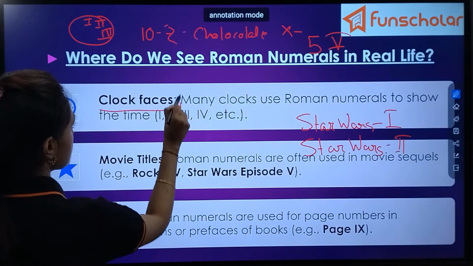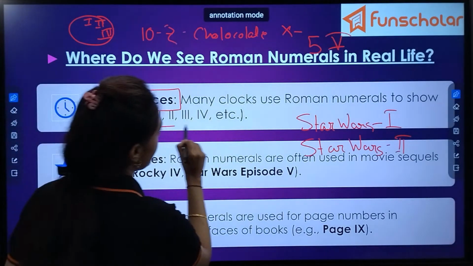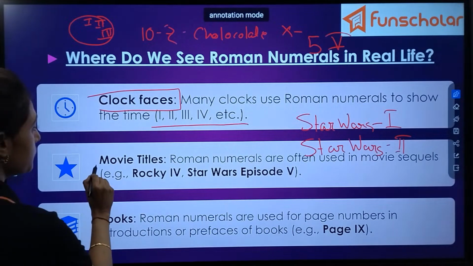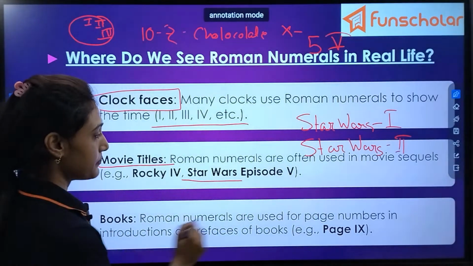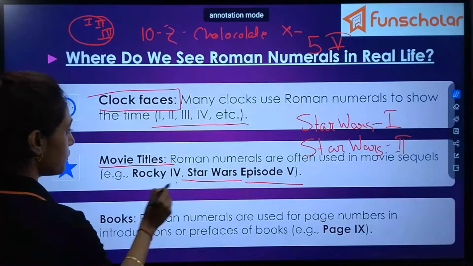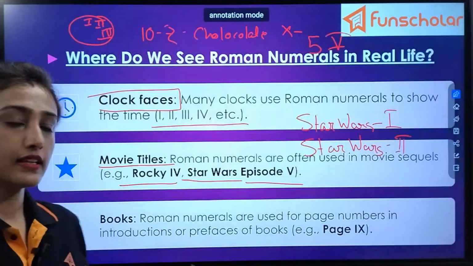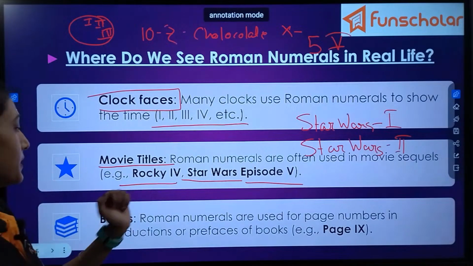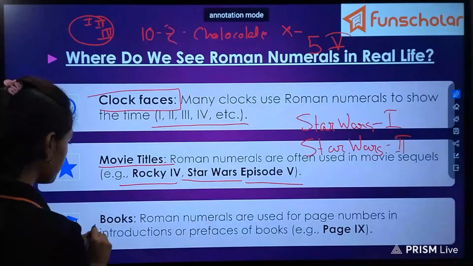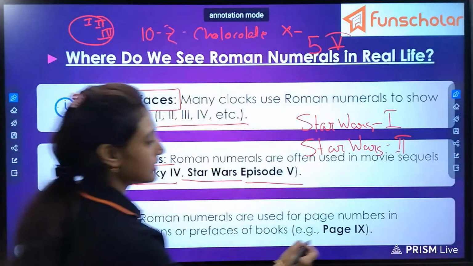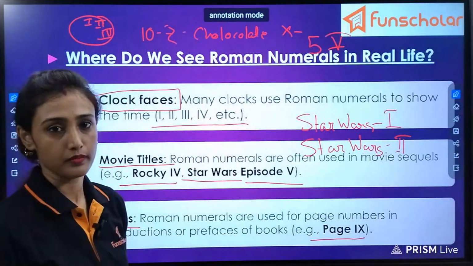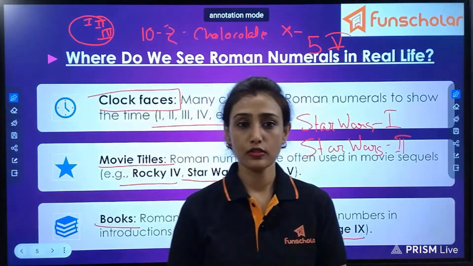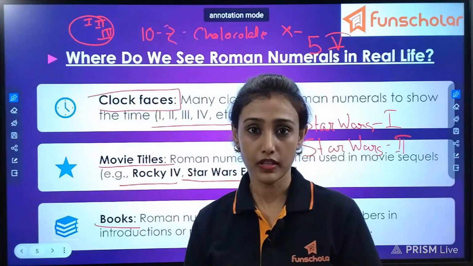See, clock faces, many times we write in Roman numerals. Movie titles, Star Wars, I have given you the example, episode 5, Rocky 4 is being written in what? Roman numerals. Also in books, you can see page number 9 is written in this form. So that is why we need to learn what Roman numerals are.